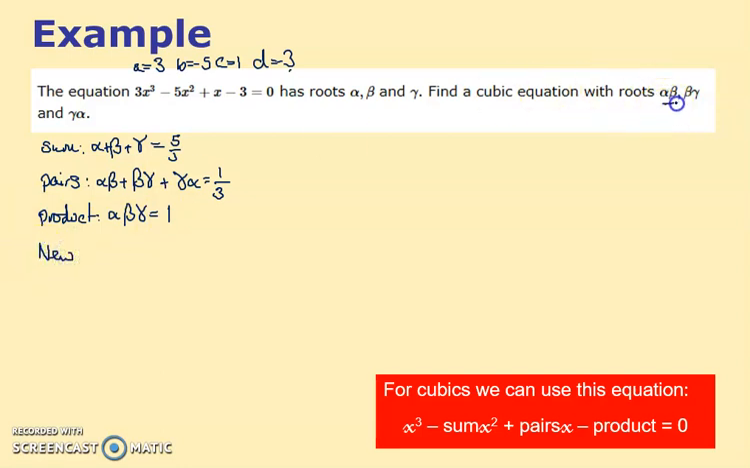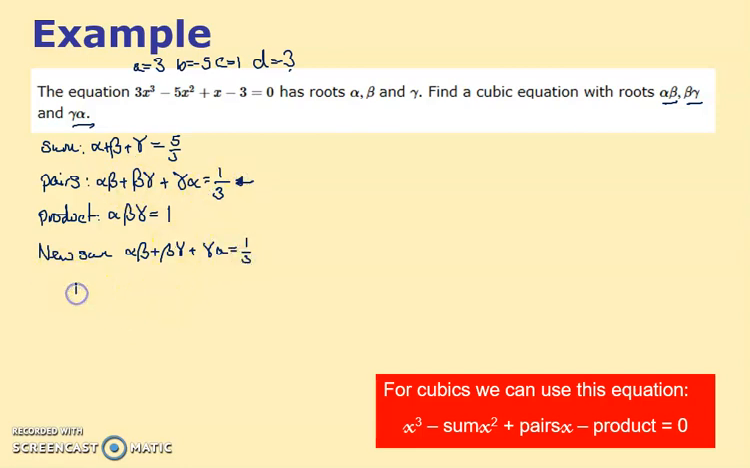And of course I now need to find a new one. It's got these slightly weird looking roots. New sum is alpha beta plus beta gamma plus gamma alpha. No, actually that's perfect, because that's what we've got. This is this. I know what that is. That's a third. So the new sum equals a third.